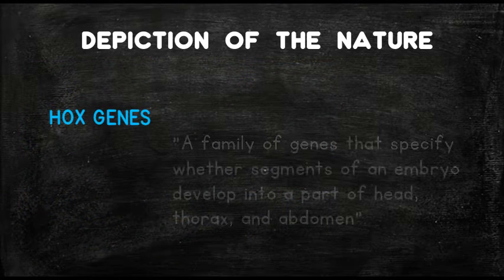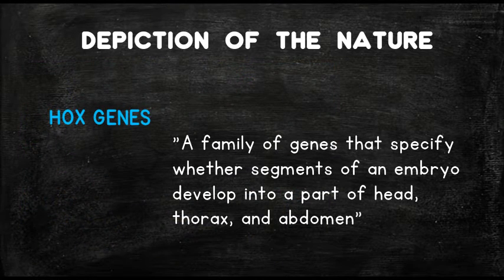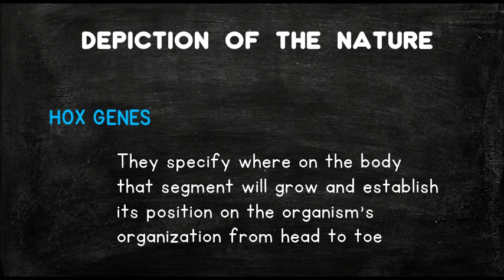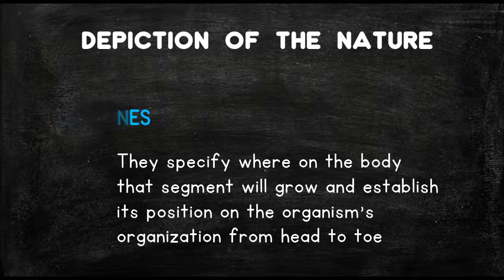Hox genes are a family of genes that specify whether segments of an embryo develop into a part of a head, thorax, or abdomen. They also specify where on the body that segment will grow and establish its position on the organism's anterior-posterior axis, that is, its organization from head to toe.